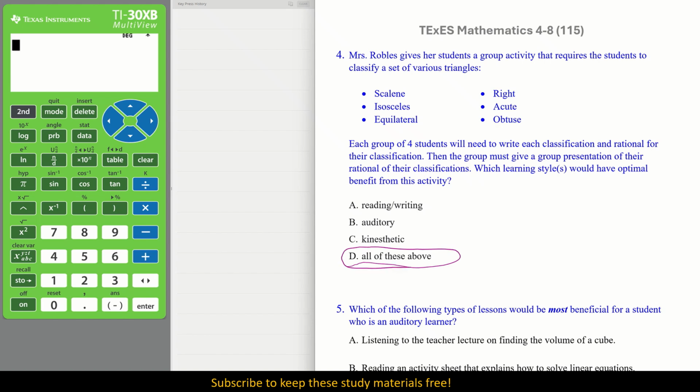Okay, let's think about this. It says they're given a set of various triangles that go in the group. So they're given this set. So immediately you have got the hands on in front of them. So they're going to move them around and classify them. So they have things in their hands. Then they're going to have to listen to each other. They're going to have to talk to each other. And then they are going to have to write what to do. And then they're going to be verbally, I mean, there's a lot going on there.